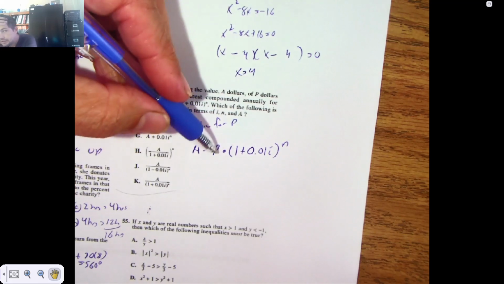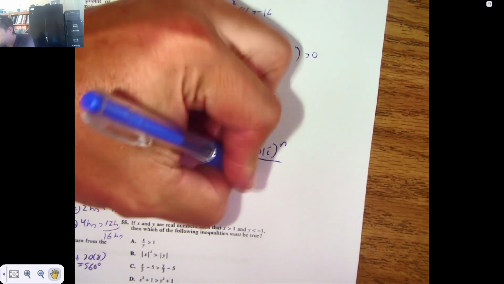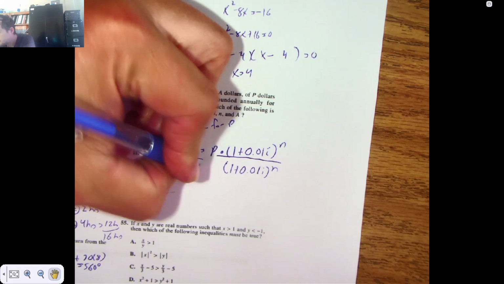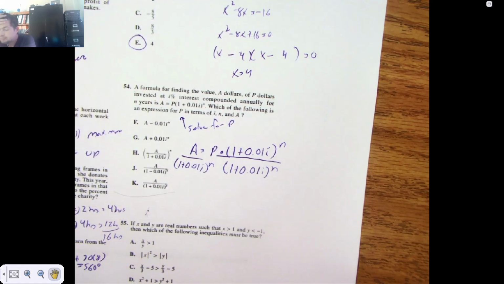You see that multiplication symbol? The opposite of multiplication has always been division, and it always will. If you divide one side by something, you've got to divide the other side by something. And you know, 80% of all students would miss this.